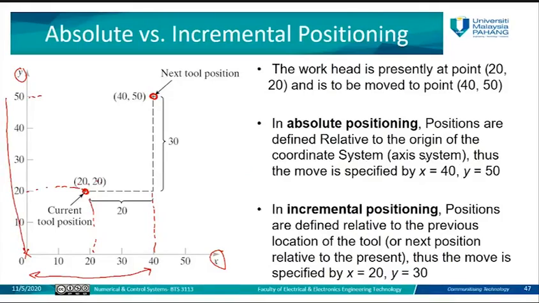So here, in the case of the absolute positioning system, the coordinates for this point will be x equal to 40, y equal to 50. So when I program these coordinates into the CNC machine, I just need to write x plus 40, or sometimes we don't need to write the plus because it is already understood to be plus, and y plus 50. Okay, so that means the machine will move from 20, 20 to 40, 50. So the head of the machine will go from the first point to the second point. But in the case of the incremental positioning system, this coordinate will not be the same. It will not be 40, 50.